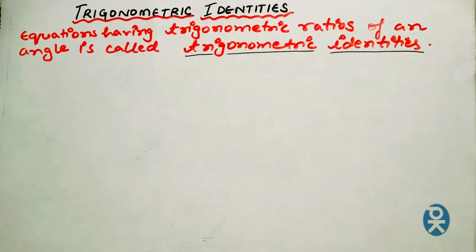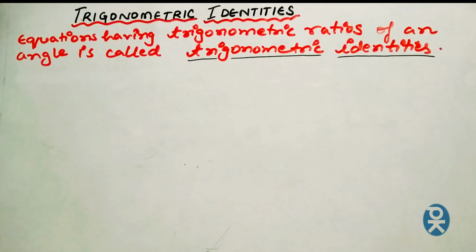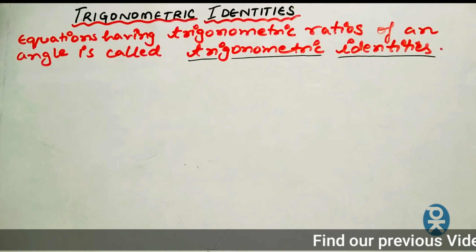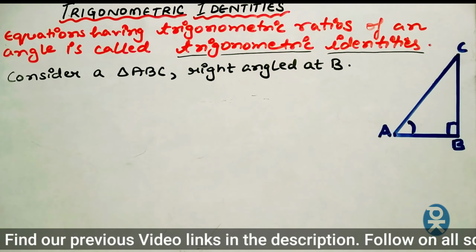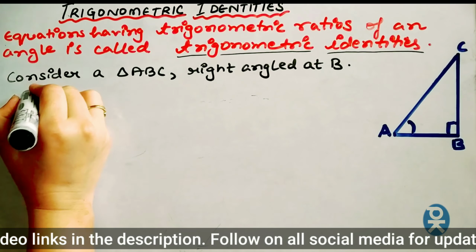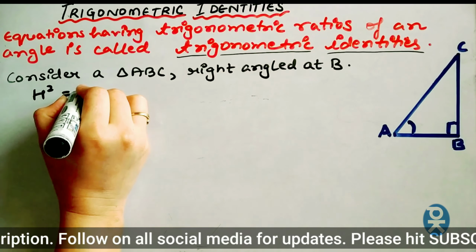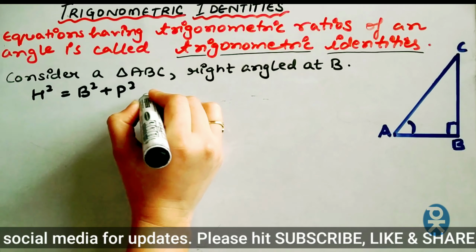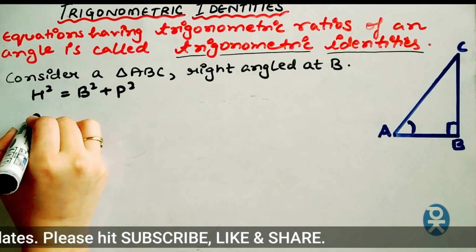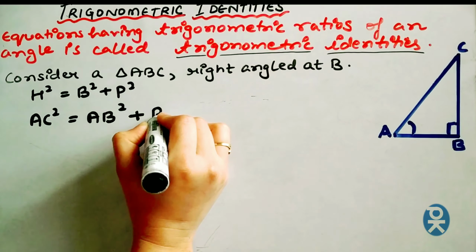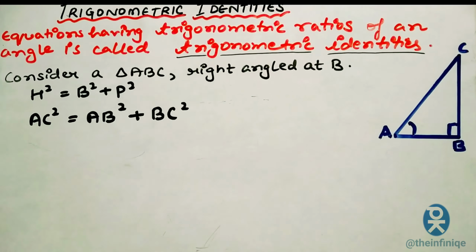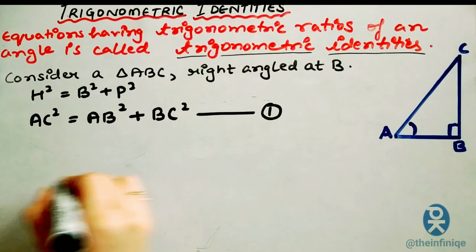In this section, we will prove one trigonometric identity and use it further to prove other useful trigonometric identities. For this, consider a triangle ABC right-angled at B. Now, using Pythagoras theorem, that is, hypotenuse square is equal to base square plus perpendicular square. Here hypotenuse is AC, base is AB and perpendicular is BC. Let it be equation first.